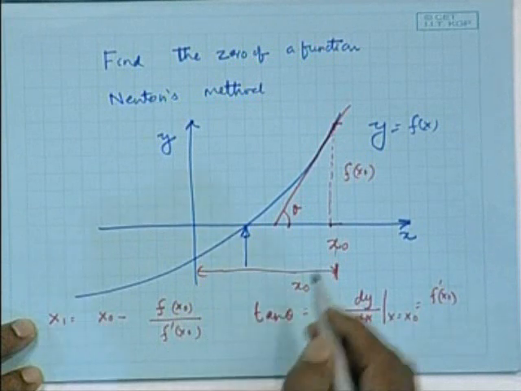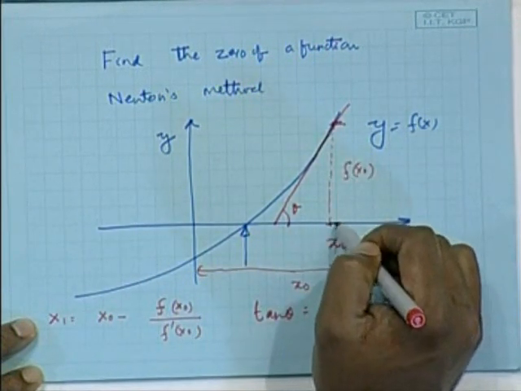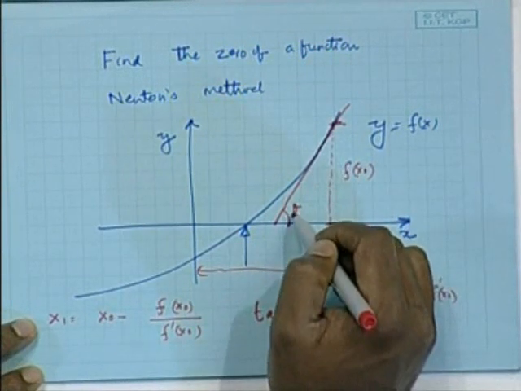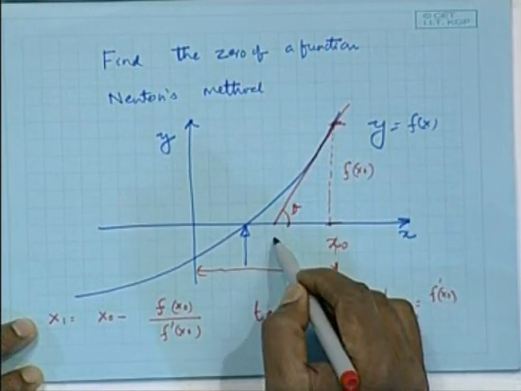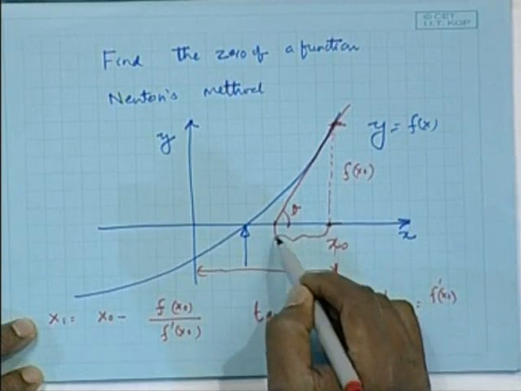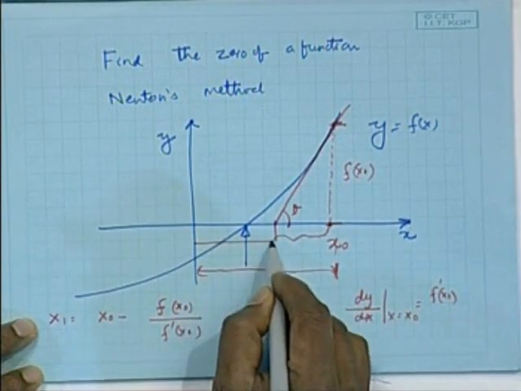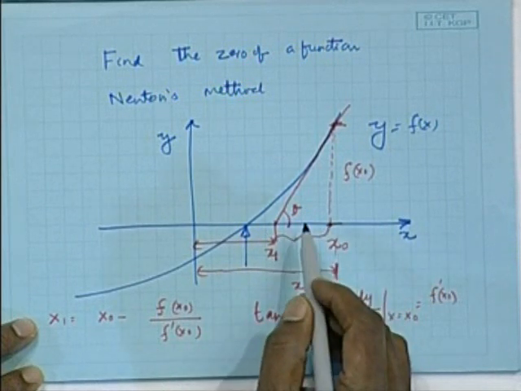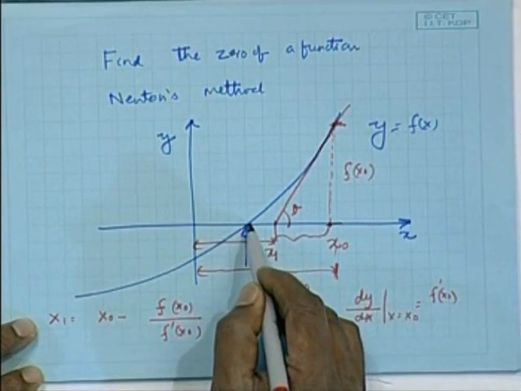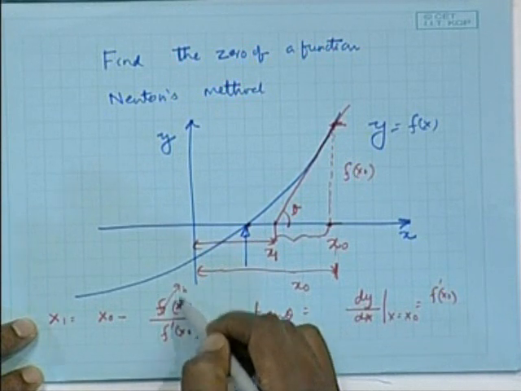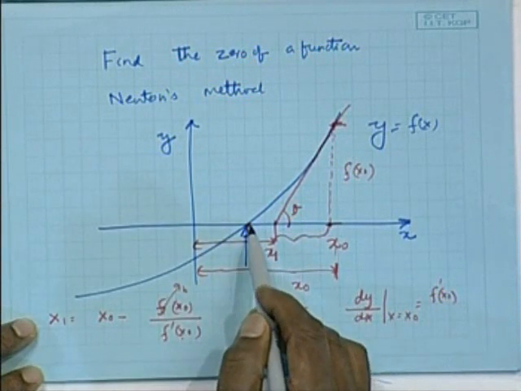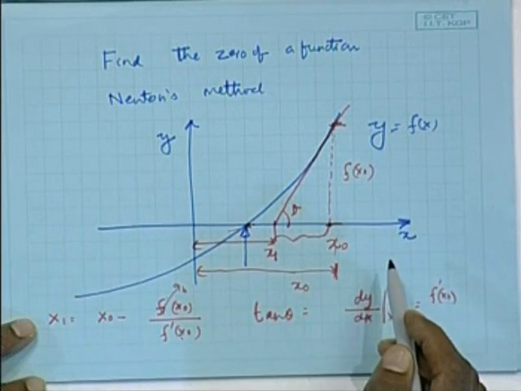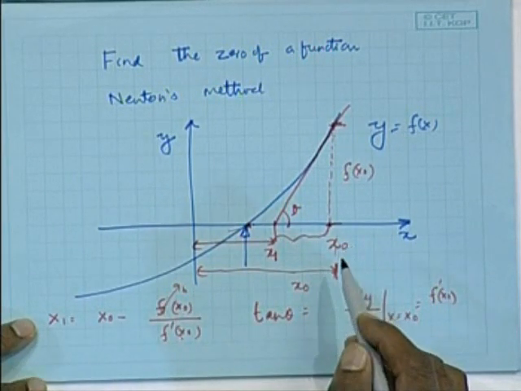Will I be wrong? No, because this length is f of x naught, and this is tan theta, so f of x naught by tan theta is this length. My next guess will be x1 here. As you go on, after some time f of x will vanish at a particular point, and if it vanishes, it will just stay there. So this method will be stable, but it may not always be stable.